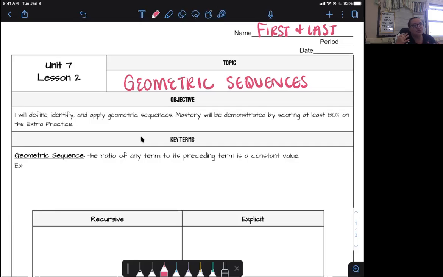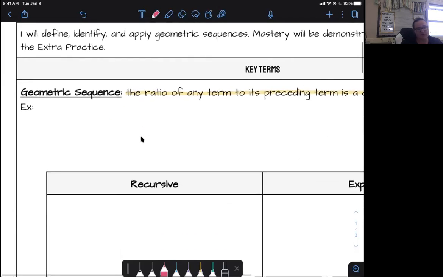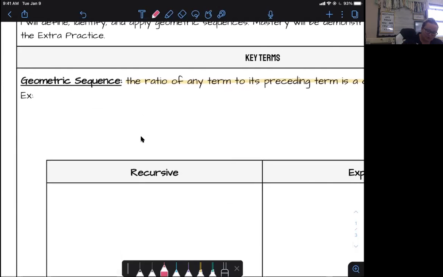So a geometric sequence is when the ratio of any term to its preceding term is a constant value. That probably makes zero sense. Let me show you an example though, and that definition will make a lot more sense. So here's an example of a geometric sequence. So you could have like the numbers 2, 6, 18, 54, and so on.